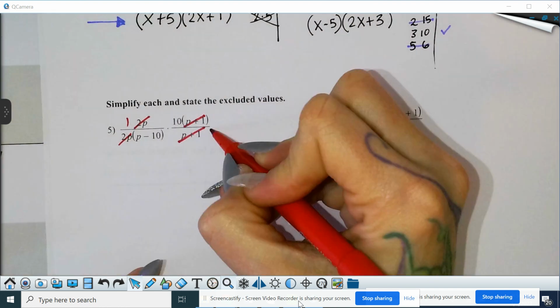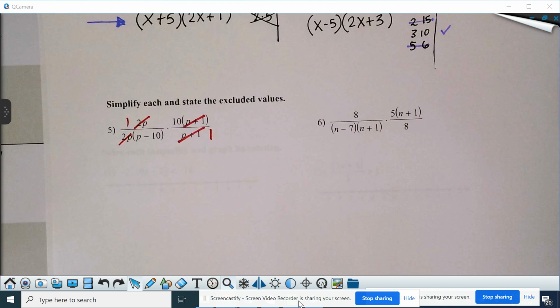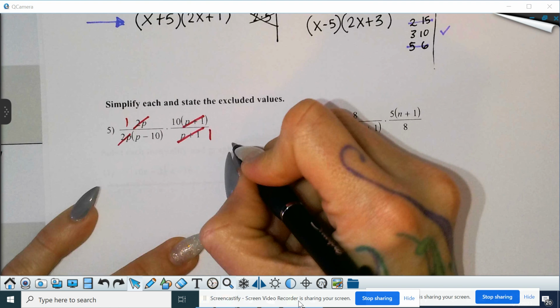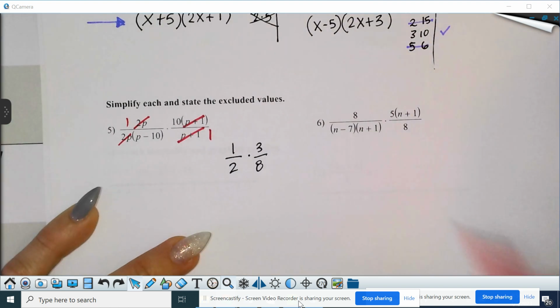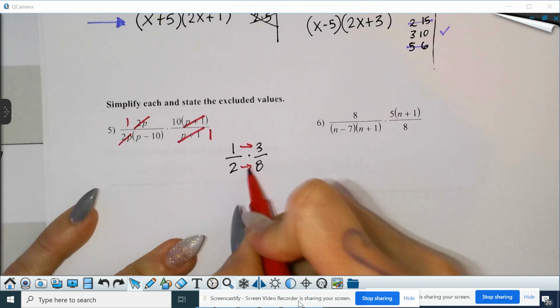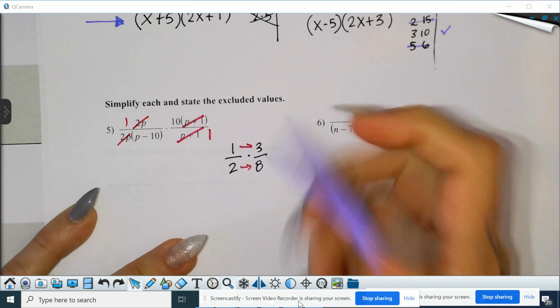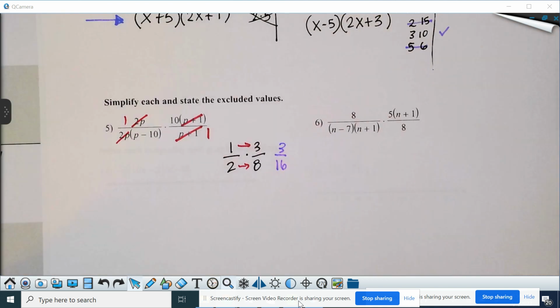Now multiplication is exactly the same as multiplication of any other fractions. So if it was 1/2 times 3/8, sorry, I'm having a heat stroke, 1/2 times 3/8, you would just work straight across. And it'd be 1 times 3, which is 3, and 2 times 8 is 16. We're in high school now, so we would check and see if we could reduce it.